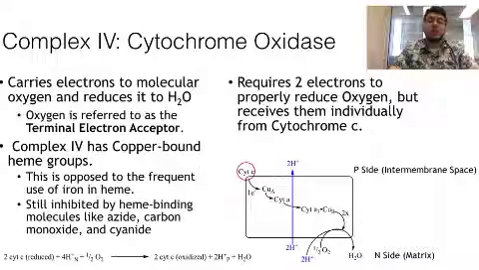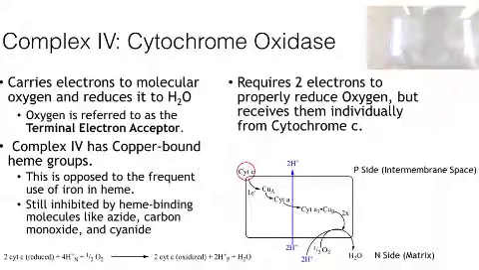So for each pair of electrons delivered to complex 4, 2 protons are pumped. Also, to help maintain the proton gradient, 2 protons are consumed on the negative side, or the N side, in the production of water. This doesn't add to the protons on the outside, or the P side, however, it does help keep the gradient larger.